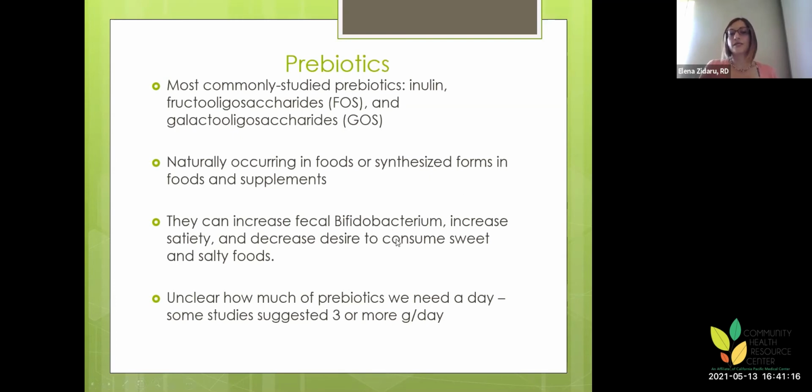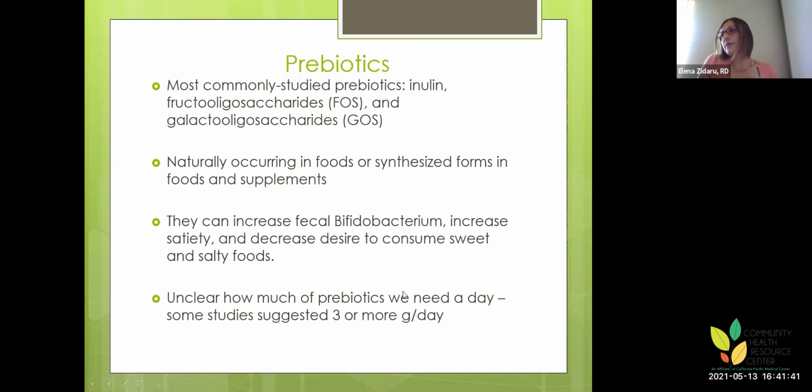And say this is a prebiotic food because I added this FOS or GOS or inulin to it. They can increase fecal bifidobacterium and increase satiety and decrease desire to consume sweet and salty foods. This is some new research showing that those prebiotics can help our gut. And it's unclear how much of prebiotics we need in a day.